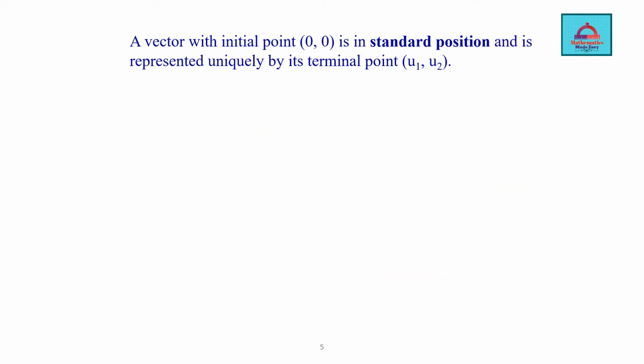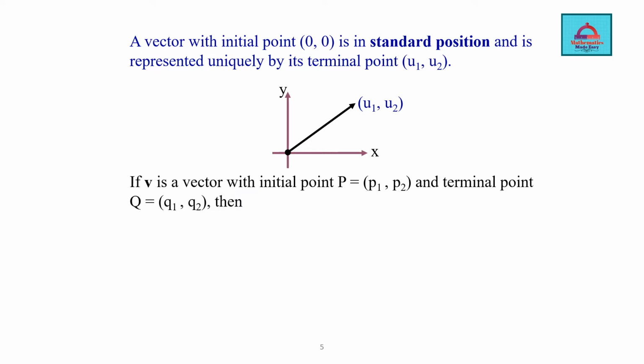Now, a vector with the initial point 0, 0 is in the standard position, and it is represented uniquely by the terminal point. So this you can see from 0, 0 from the origin. You always put in standard position the vector where the horizontal component is u1, the vertical component is u2. So x comma y. So x component is u1, y component is u2.